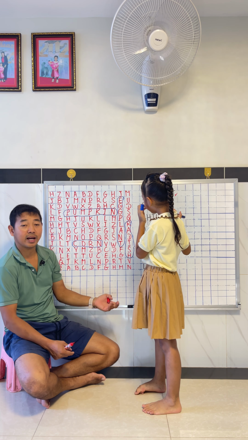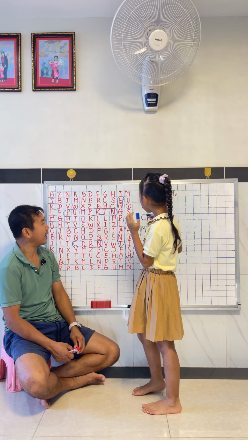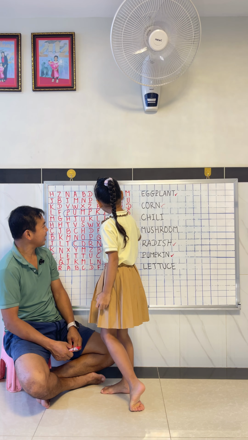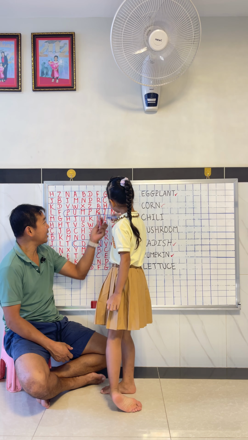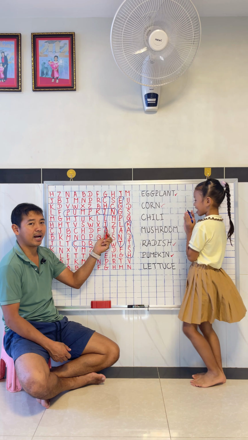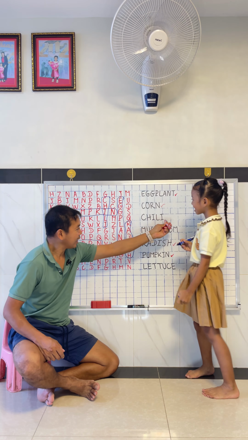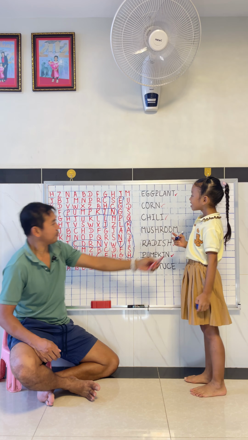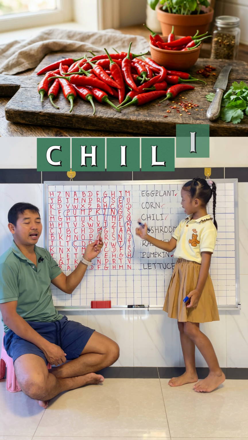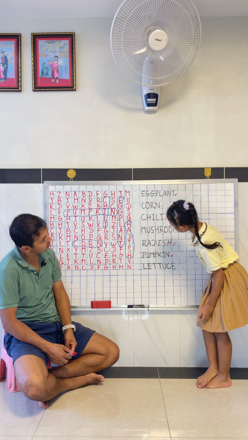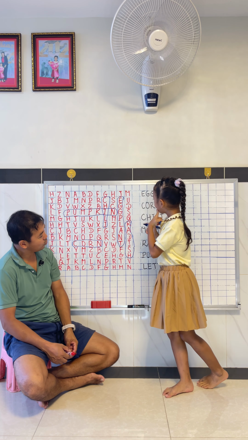Chili. We still have 3 words more. Please find chili. Okay, you see the chili? Yes. Easy. Let's start from letter C, finish with letter I. No problem. And then I circle it for you and spell. C-H-I-L-I. 2 words more.